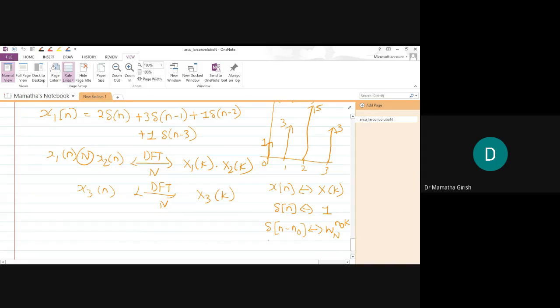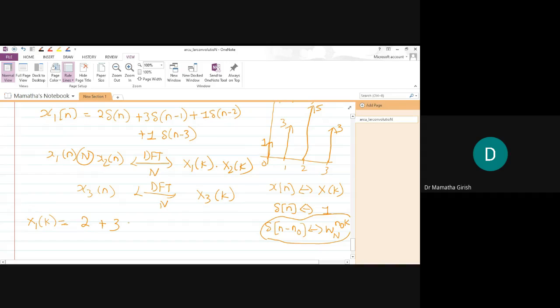Now I'll apply this property directly to my sequence x1 of n. So its corresponding DFT x1 of k is: the coefficient 2 as it is, and the DFT of delta of n is 1, so 2 into 1 is 2. Plus the coefficient 3 as it is. What is delta of n minus 1? The value of n naught here is 1. Delta of n minus n naught, with n naught equal to 1.